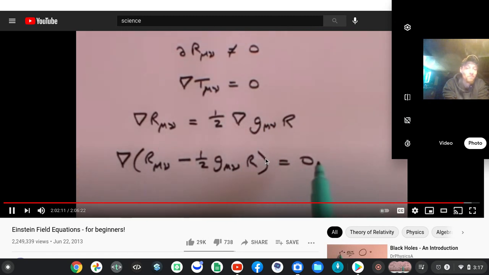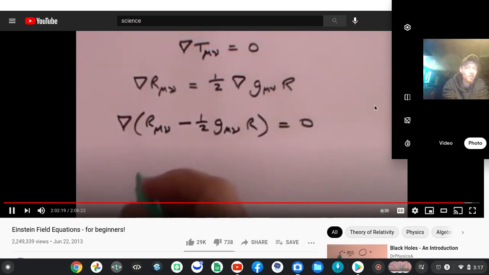So the covariant derivative of this term equals 0, and this term must be equivalent to the right-hand side. And so we've now got something different on the left-hand side of the equation: R mu nu minus a half g mu nu R.